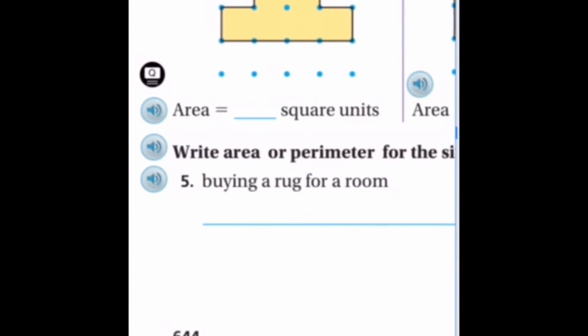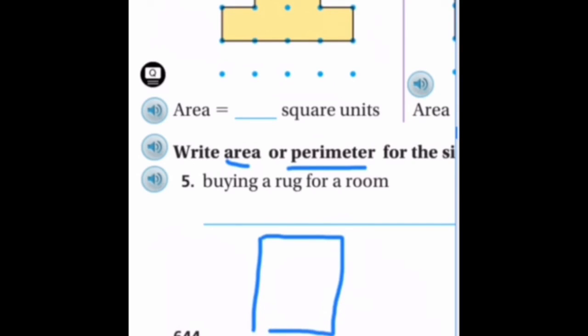Number 5 and 6, I like those. You're deciding, do I need to choose area or perimeter? So if you're buying a rug for a room, do you need to know its area or do you need to know its perimeter, the distance around the rug? So I'm going to draw a fancy rug here. There's my fancy rug. And so if you're buying a rug for maybe a living room, do you need to know its perimeter? That's the distance all the way around. Or do you need to know the area? What's inside?